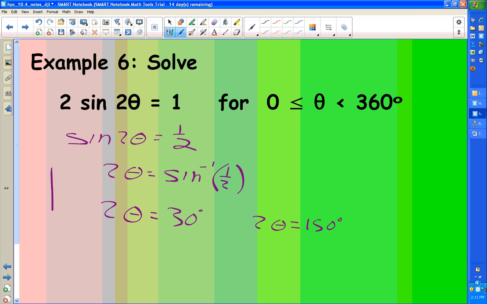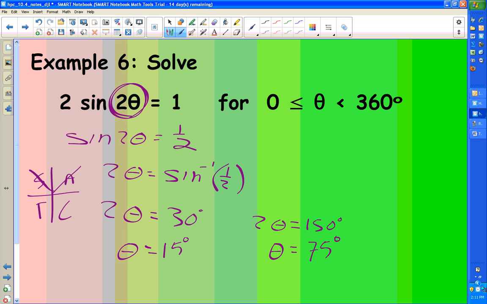If you're not sure why it's 150, we're doing all students take calculus. So we're positive in quadrants 1 and 2. Once you find quadrant 1, to get quadrant 2, it's 180 minus 30. So what is theta going to equal here? 15 degrees. And theta is going to equal 75 degrees.